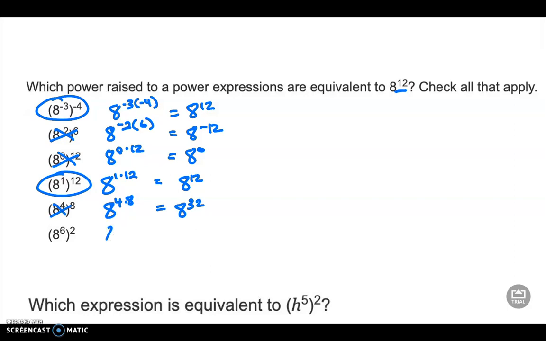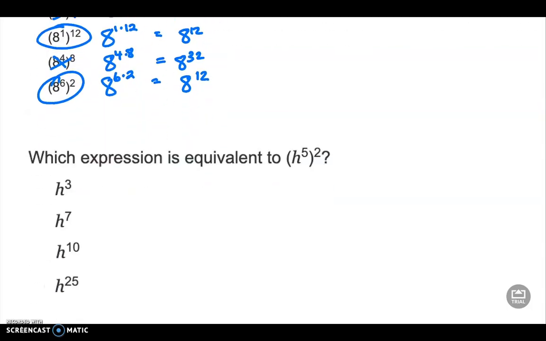That is not. And 8 to the 6th, all to the 2nd power, is 8 to the 6th times 2, which is equal to 8 to the 12th. So that one is as well.